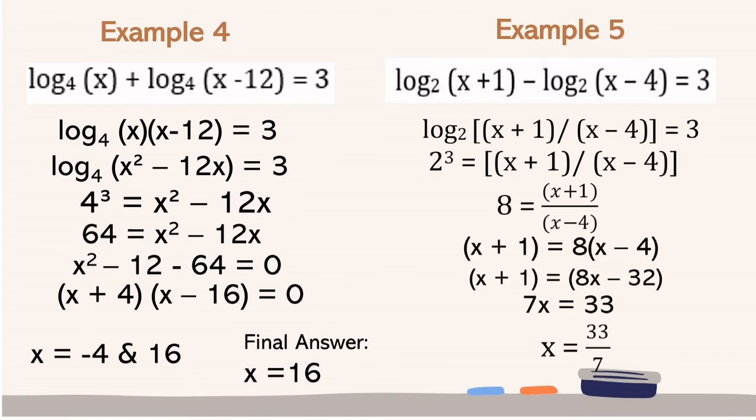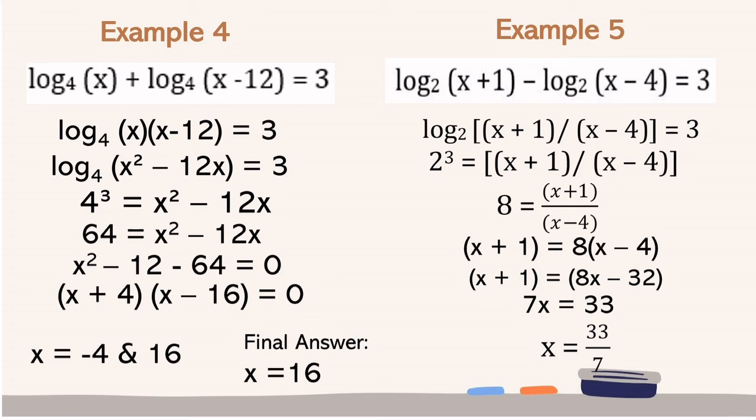For our last example, we have to solve the logarithmic equation: log base 2 of (x plus 1) minus log base 2 of (x minus 4) equals 3. First, simplify the logarithms by applying the quotient rule as shown below. Now we have log base 2 of (x plus 1 over x minus 4) equals 3. Now rewrite the equation in exponential form.